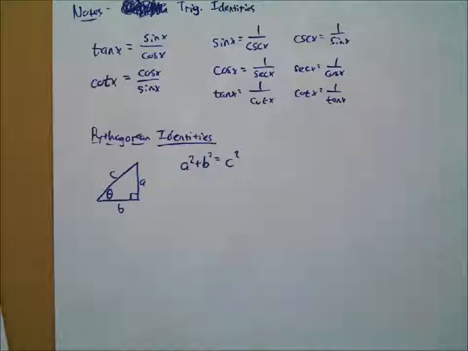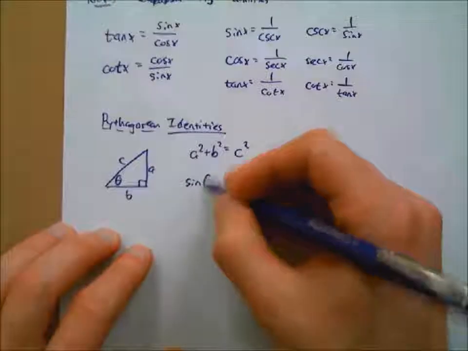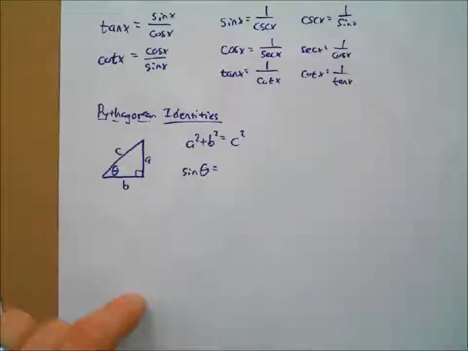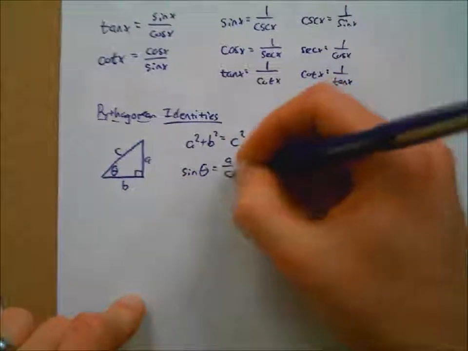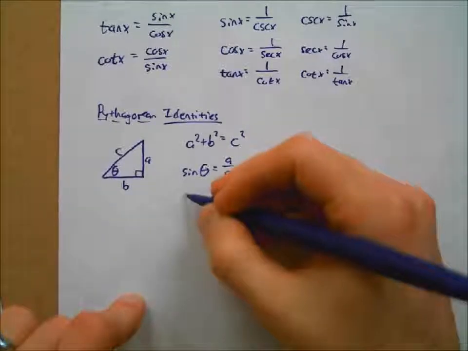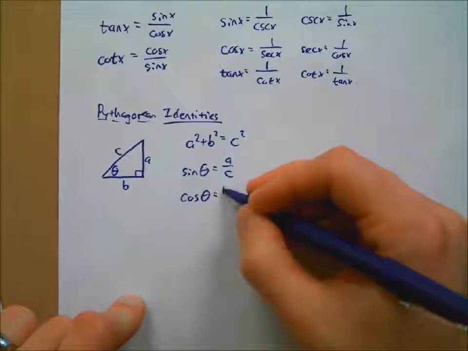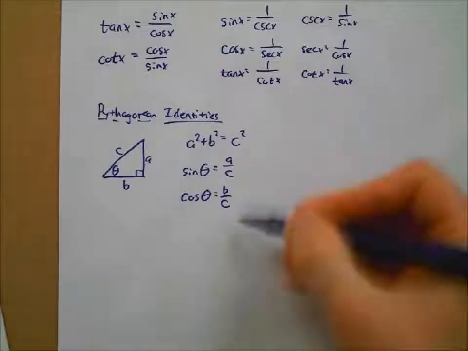And I can say, oh, well, with theta in there, since it's a right triangle, I can say something like sine of theta is equal to, well, what would sine of theta be equal to? What ratio of sides here? A over c. And what would cosine of theta be equal to? B over c.